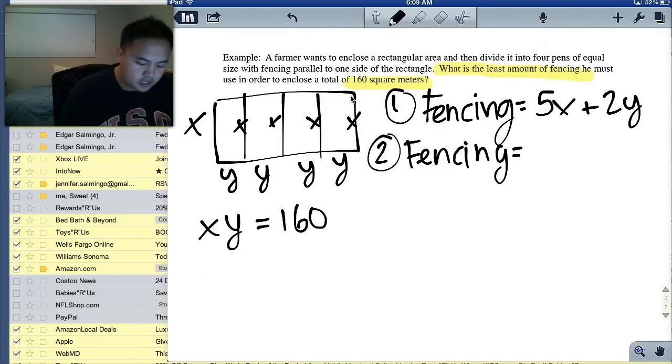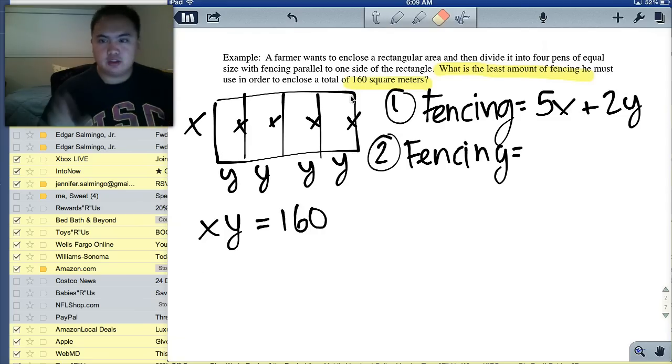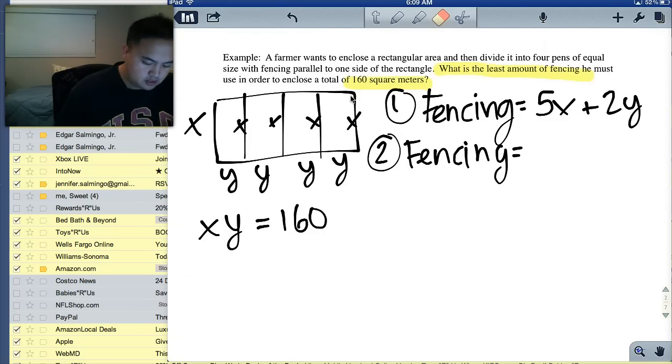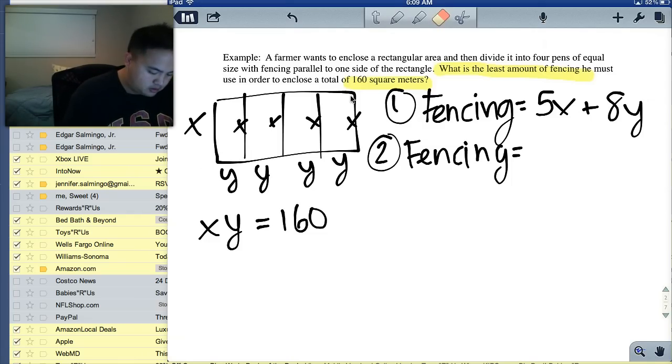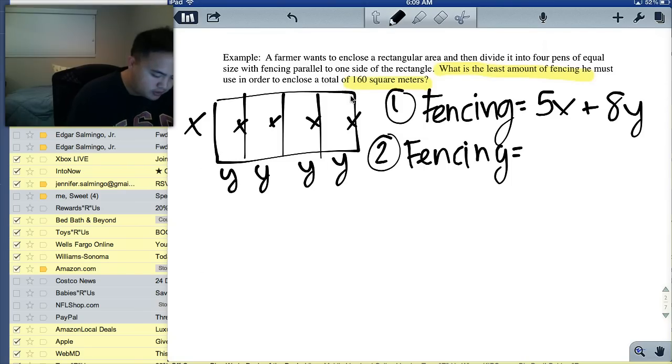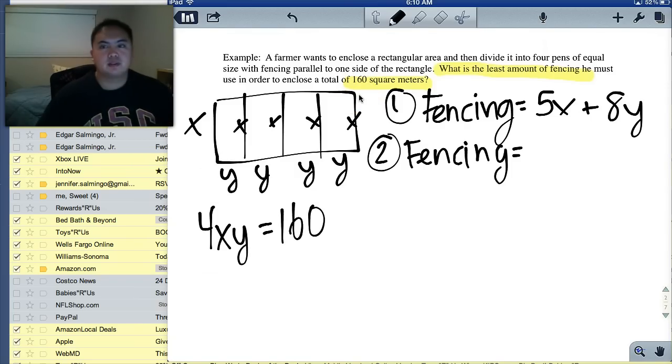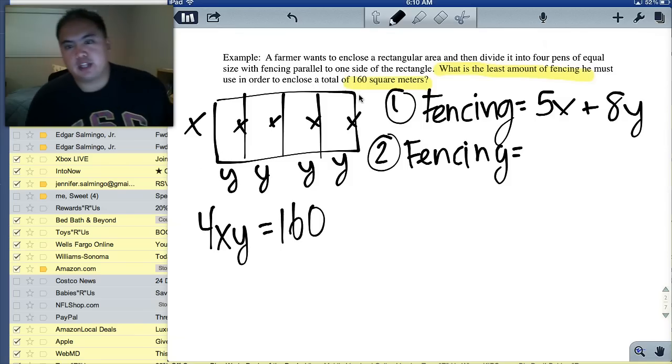Let me change some of the problem just in case you thought it was going to be like that. So 5x plus 8y, right? And let's say the new piece of information that I got, I could write this down as, see how I have an xy, an xy, an xy, and another xy. Let's call that 4 xy's has to equal 160. So that's what we're trying to do.